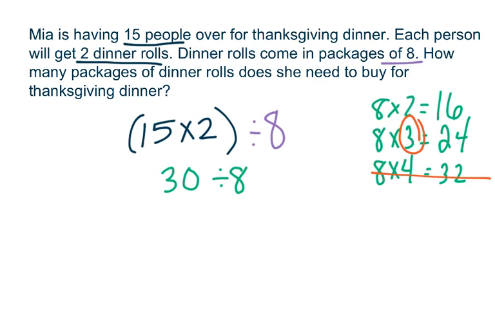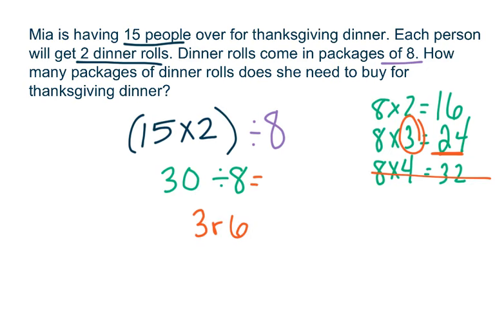So 30 divided by 8 gets me 3. Remainder, I'm at 24 if I have 8 times 3, and I need to add 6 more. So I have 3 remainder 6 as my answer to this division problem.